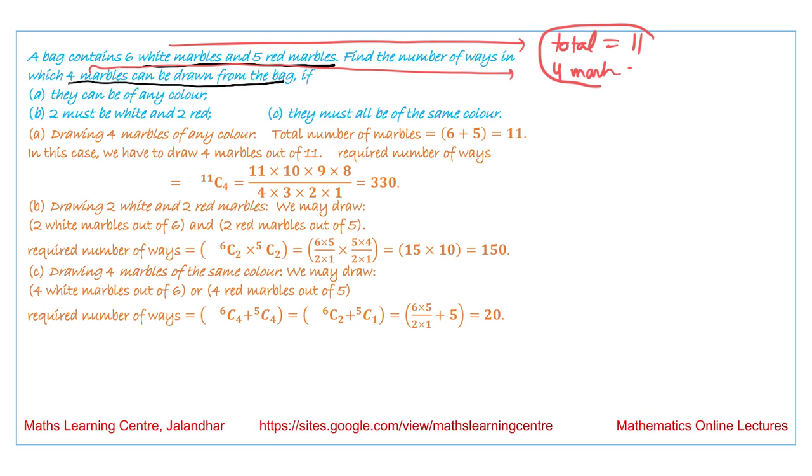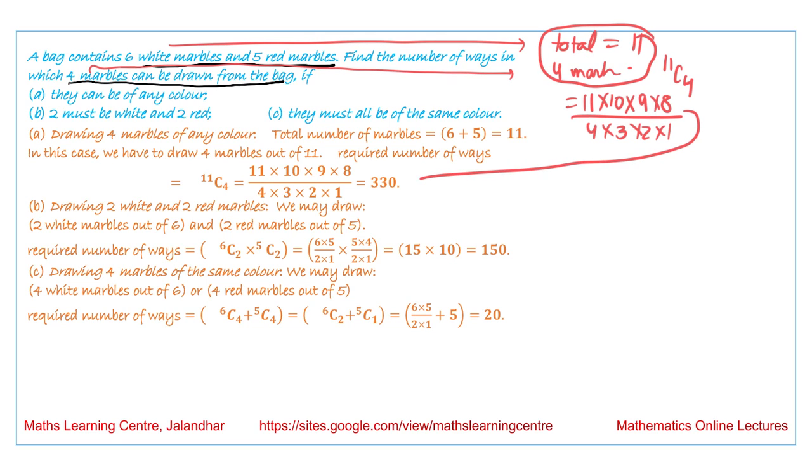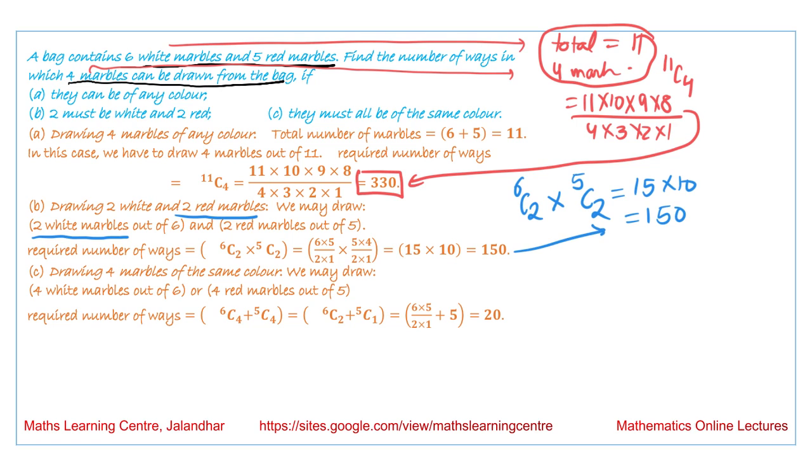So the number of ways of choosing 4 marbles out of 11 is 11c4, and the value comes out to be 11 into 10 into 9 into 8 divided by 4 into 3 into 2 into 1, and on solving this the answer we obtain is 330. Next case is that 2 white marbles and 2 red marbles are there. So out of 6 marbles we have to choose 2, and out of the 5 red marbles we have to choose 2. So the answer is 6c2 into 5c2, 15 into 10, the value is 150.